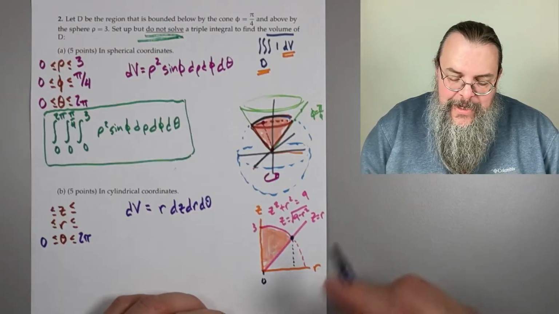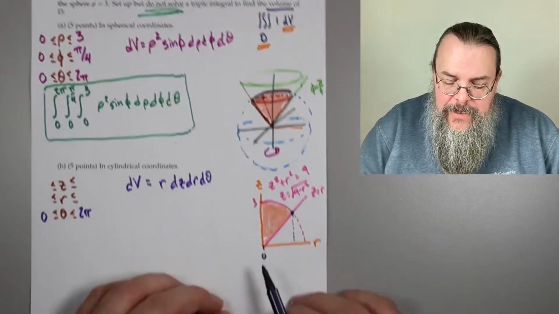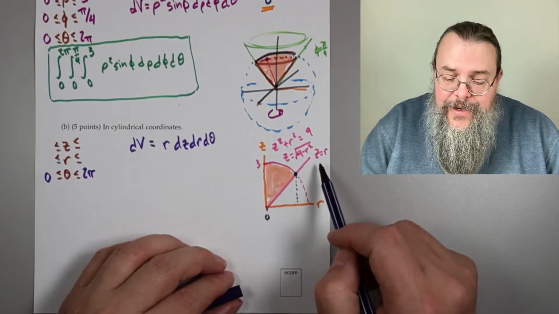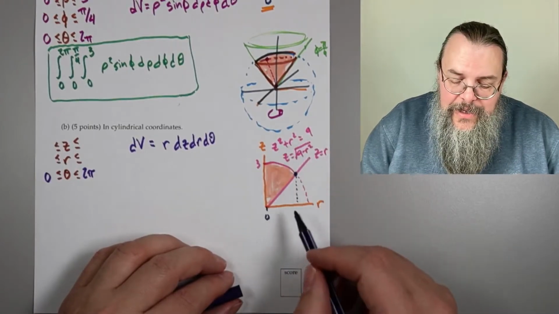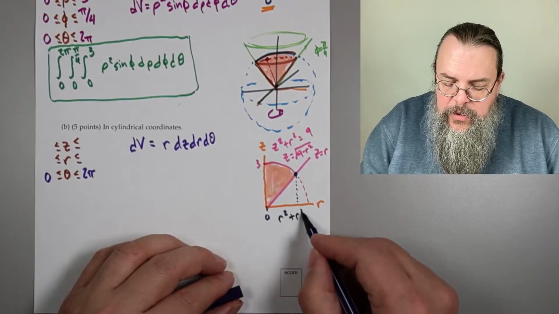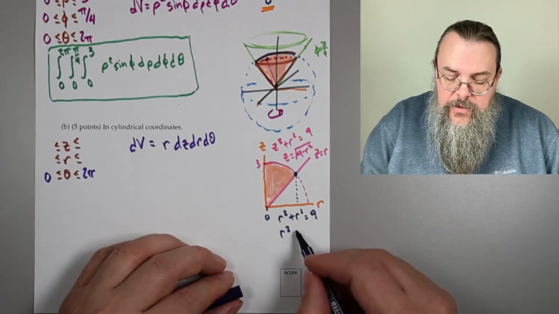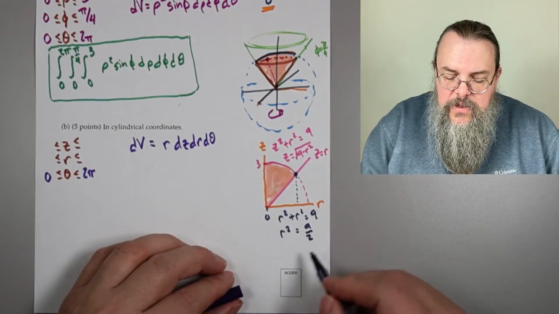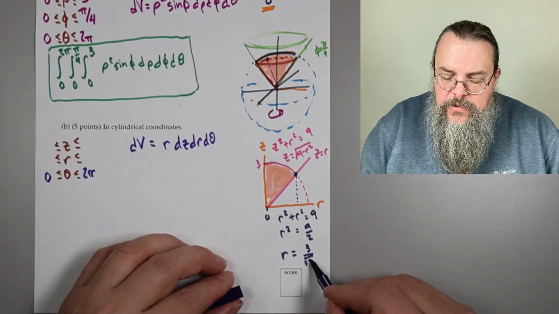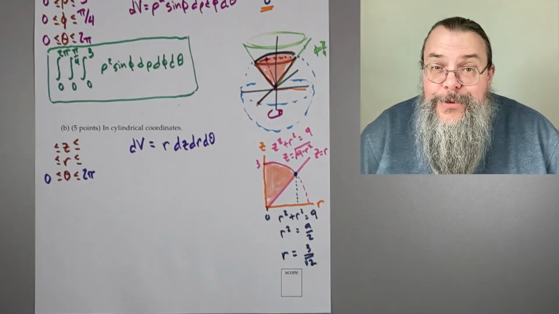Where is that? It's where this circle meets the line. Now we can figure that out. So notice that here we have that z equals r and that z squared plus r squared equals 9. So you can imagine we can replace z by r. So that's r squared plus r squared equals 9, or r squared, because we can divide both sides by 2, is 9 over 2, or r is 3 over square root of 2. And we could simplify, but at this point we don't need to.